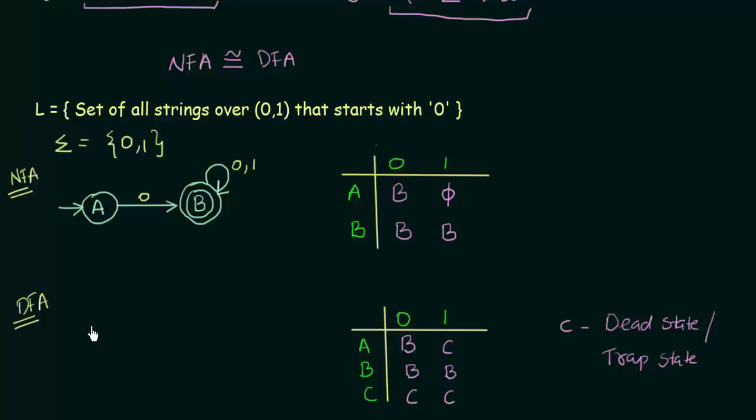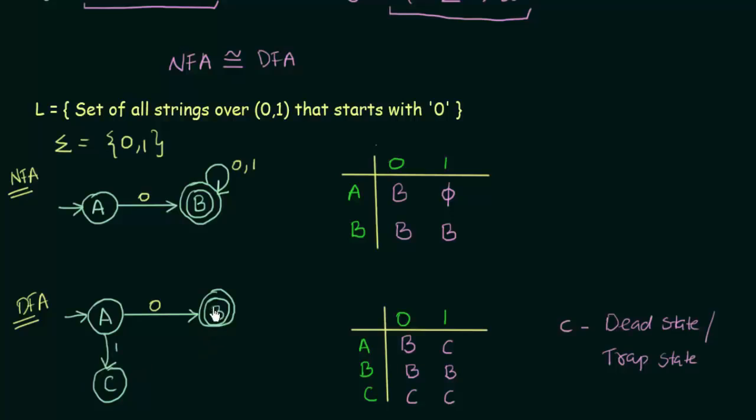Now let me draw the state diagram for this. Here I should have A and then B. My final state should also be B, right? And in here I have an extra state, that is state C. So A is my starting state. A on getting input 0, it goes to B, right? And A on getting input 1, it goes to C. Should go to C on getting input 1.